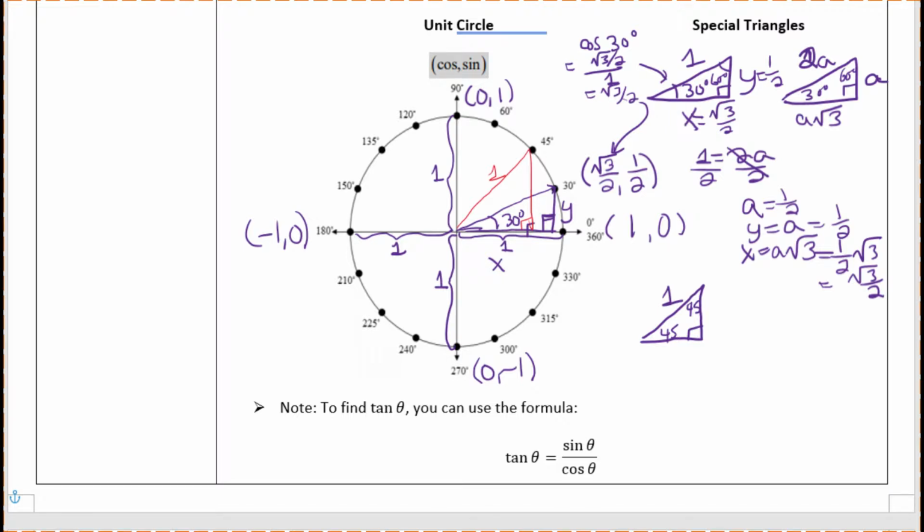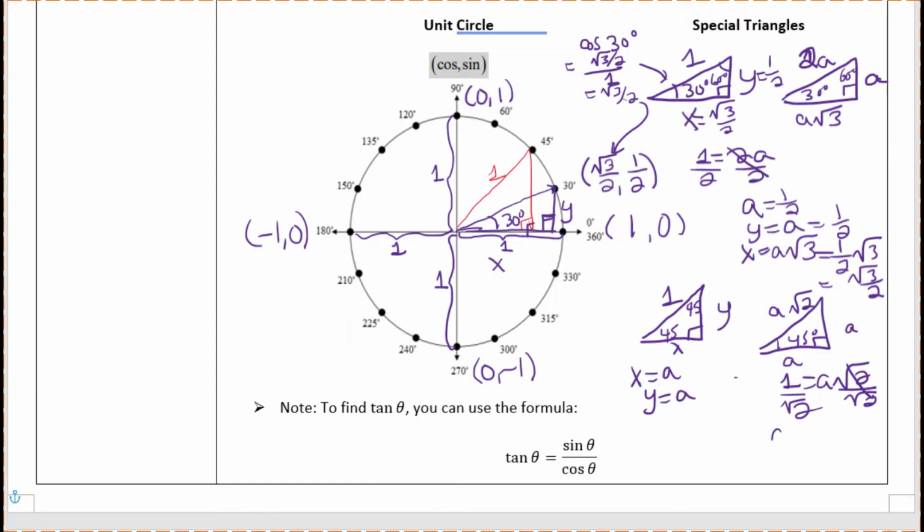So in this case, we're trying to find x and y like we were before. So again, recall that the 45, 45, 90 triangle has sides a, a, and a square root of 2. So that means that y is equal to a, x is equal to a, and 1 is equal to a square root of 2. Which means we can proceed to solve for a by dividing by the square root of 2 on both sides. So we get a equals 1 over square root of 2, which means that's what x is.